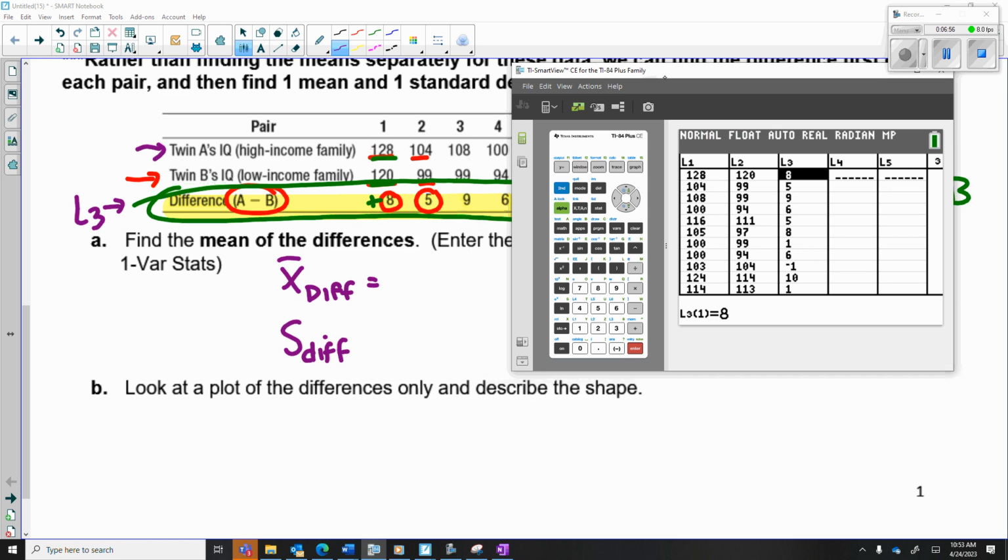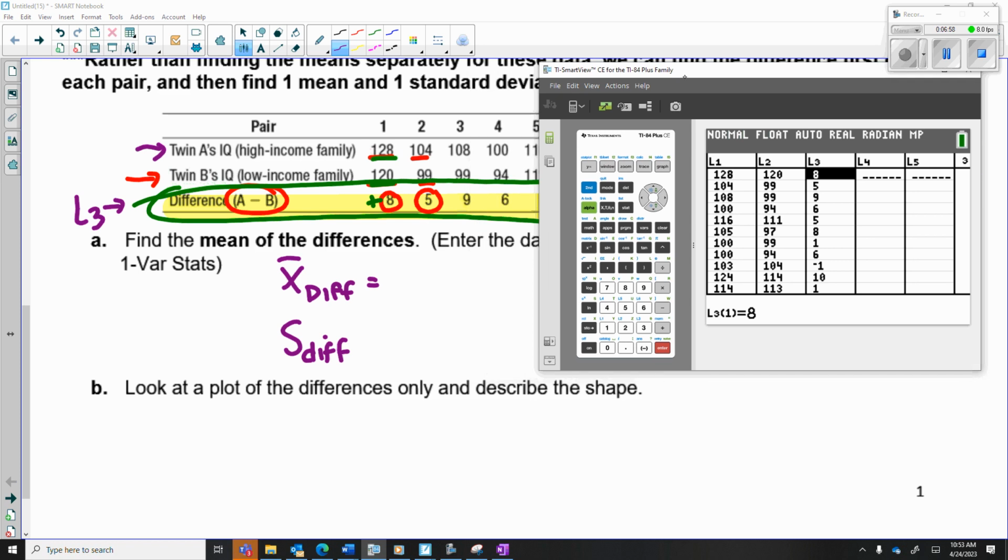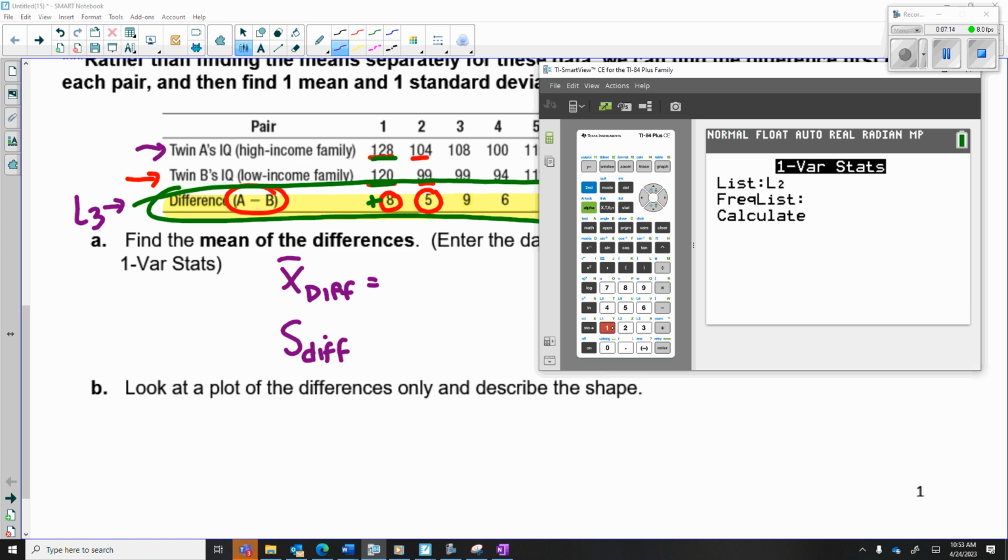etc. Okay, so now what I'm going to do is I'm only going to find the mean of the difference column, which for me is L3. But you guys could have just put in all this data into L1 for 8, 5, 9, 6, and you could have just found the mean of the differences right away. So to do that, I'm going to go to Stat, go over to Calc, choose number 1 var stat, and I'm going to do L3, which is second 3, and I'm going to hit Calculate.